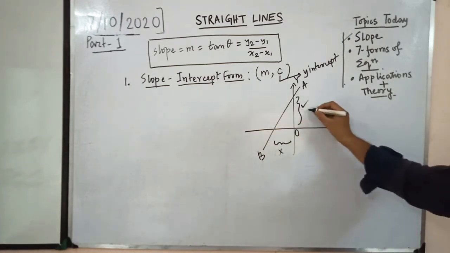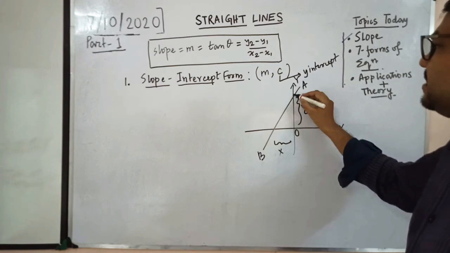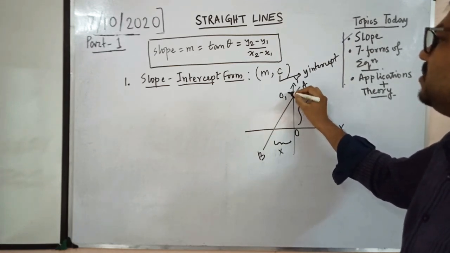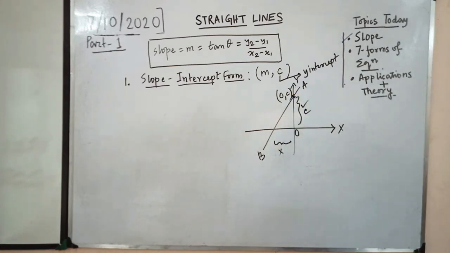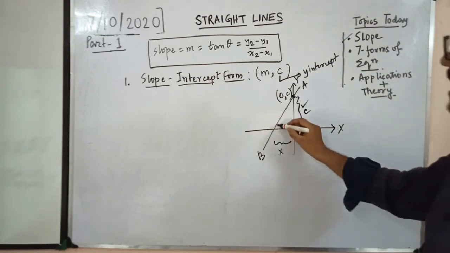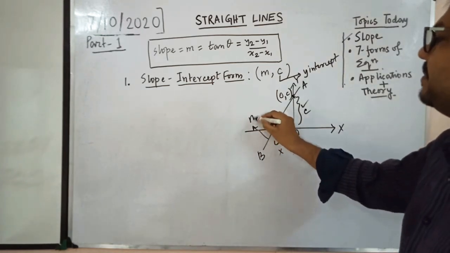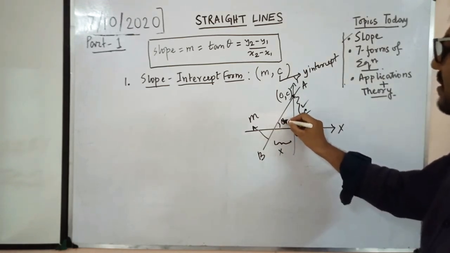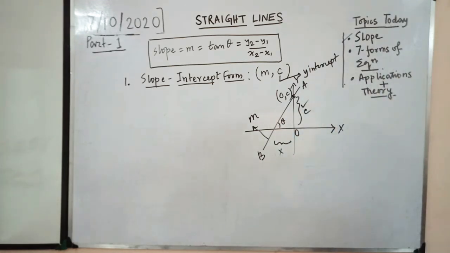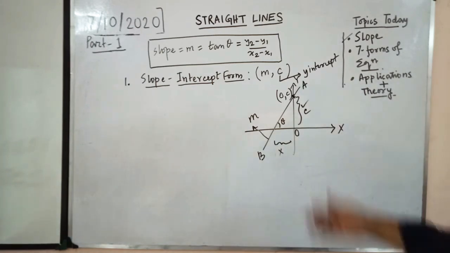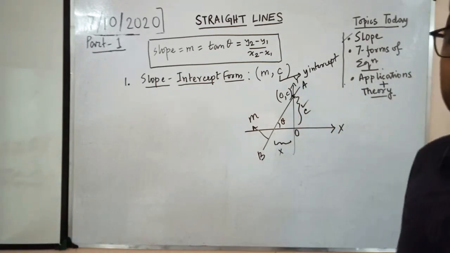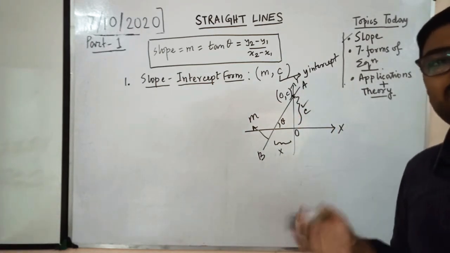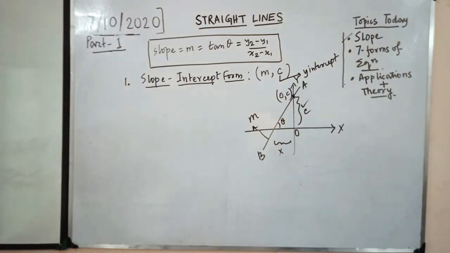Let's say this part is c. That means this point will be (0, c), right? And say this line has a slope of m, for some theta that we don't know. Maybe theta is 45 degrees, maybe 30 degrees, we don't know. Some theta is given. So tan theta is m, which we know, and this intercept we also know.